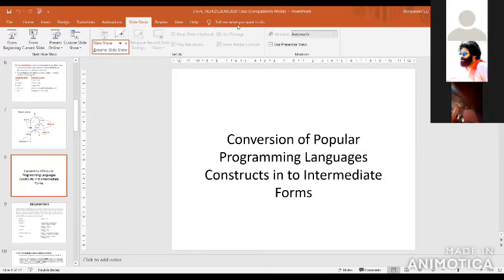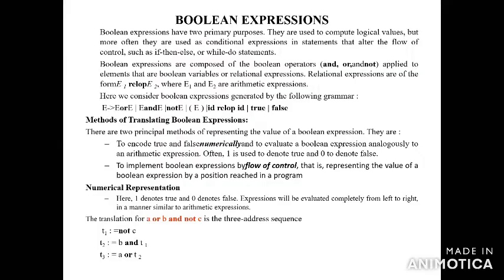After the assignment statement expression, the next one is Boolean expressions. Boolean expressions have two primary purposes. You use them to compute logical values, meaning and, or, not. But more often they are used as conditional expressions in assignment statements. They alter the flow of control in if-then-else and while-do statements.